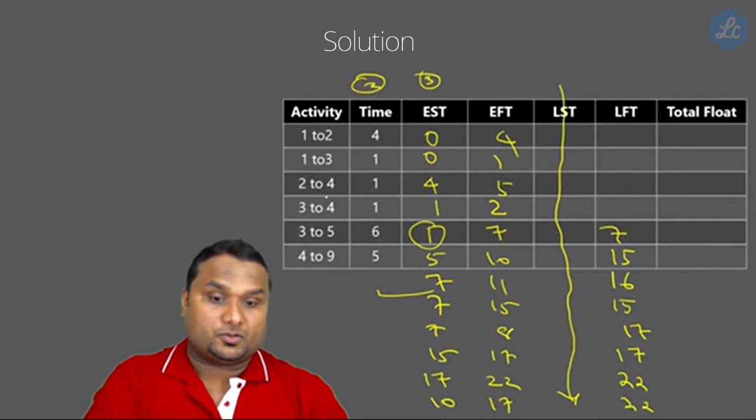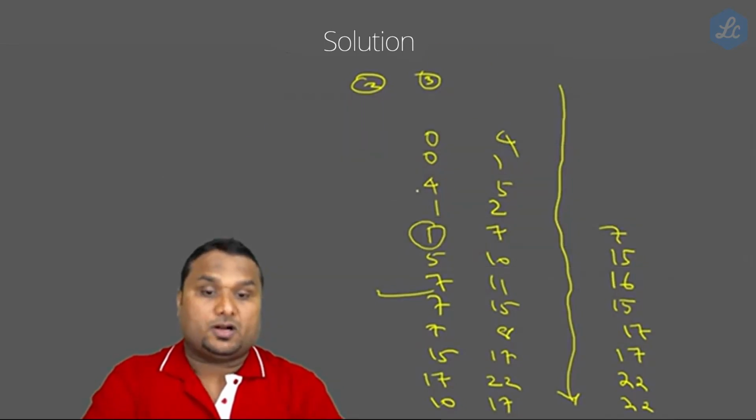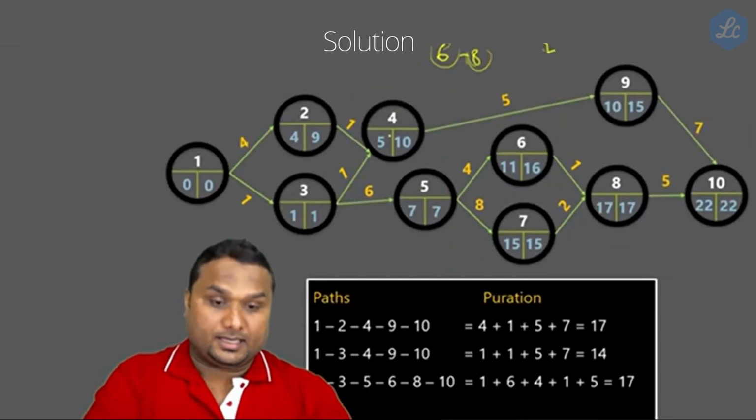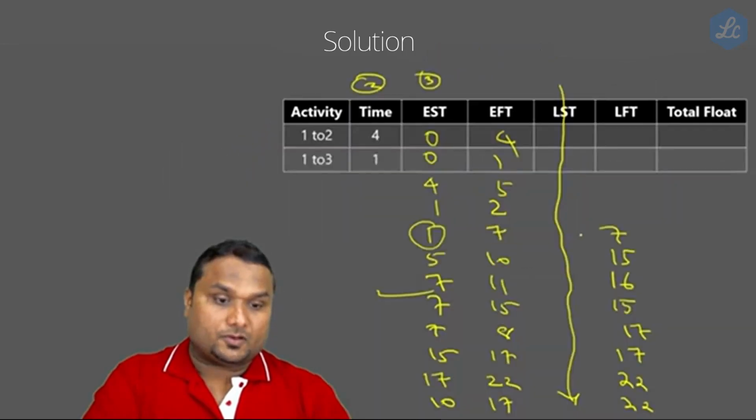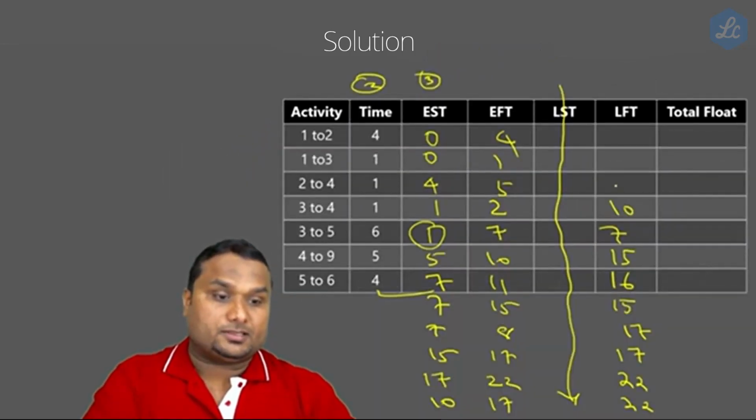And 3 to 4, 2 to 4. The right side of 4. What is the right side of 4? Right side of 4 is 10. So for these two values, this is 10, this is 10.